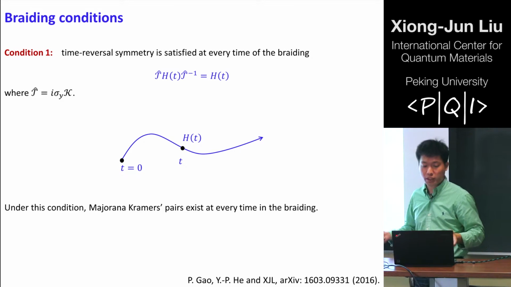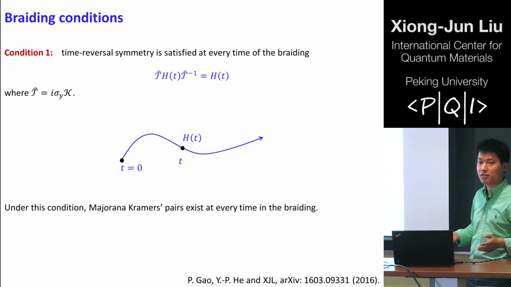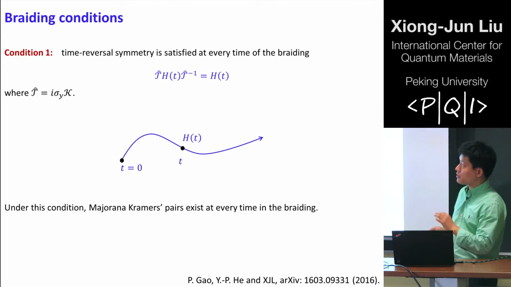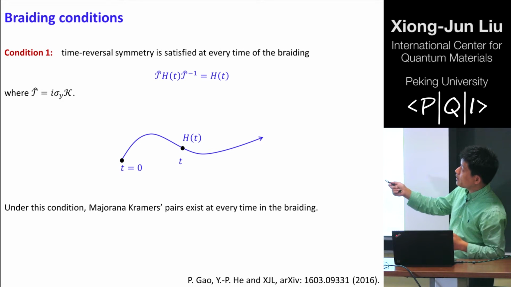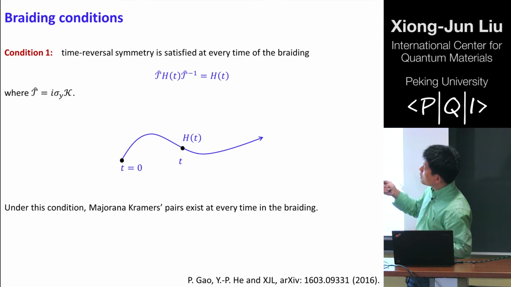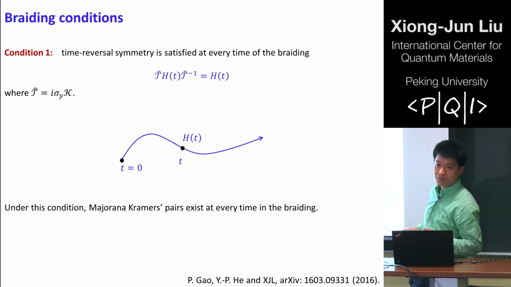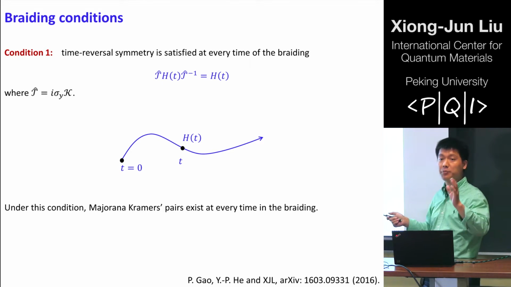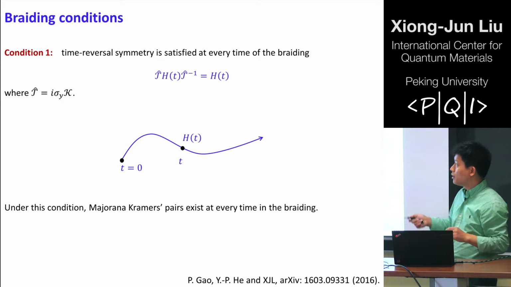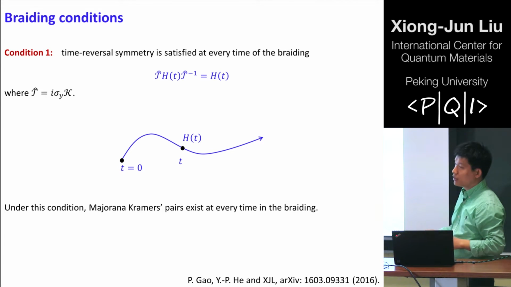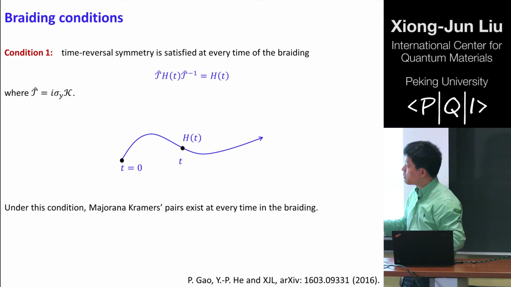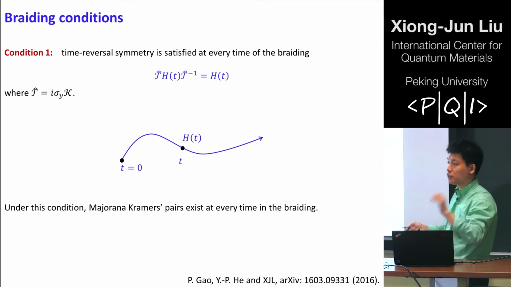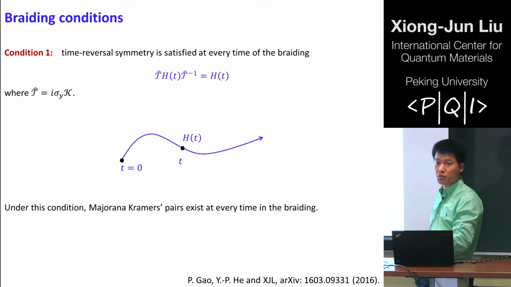These issues are somewhat mathematical, but I will just give you the results. We have a number of conditions. The first condition, of course, is that we should have time-reversal symmetry at every time. Suppose you consider a braiding, which should be described by a time-dependent Hamiltonian, and at each time you have time-reversal symmetry. Once you have this condition, you can make sure that at each time you have a Majorana Kramers pair. Of course, this is the first requirement.